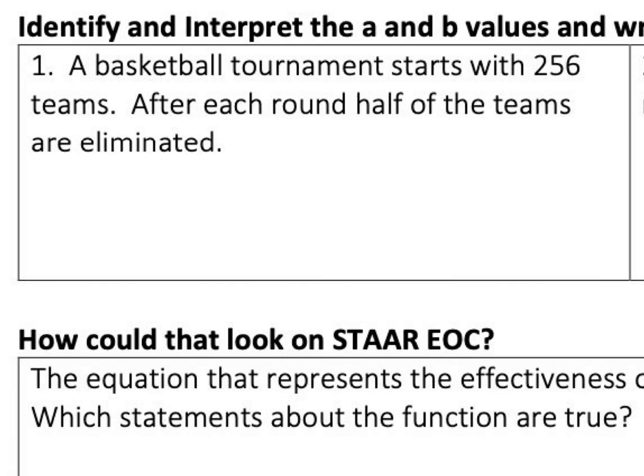So here's a real life example. Basketball tournament started with 256 teams. Is that A or B if that's what we're starting with? That is A. Very nice. So let's label that. And after each round, half are eliminated. Half are eliminated. A or B? That is B. So we're going to write, first of all, is this a growth or a decay? It's going to be a decay because the number of teams is going down.